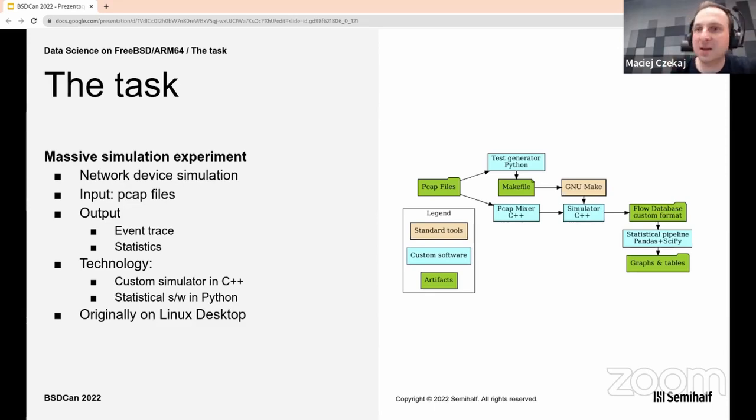On the right-hand side, you can see the breakdown of the system. We've got the test generator that is producing a makefile, and then we've got two C++ applications. One is the mixer, the second one is a simulator, and then there is the flow database. The flow database is read by a statistical pipeline with Pandas, SciPy, and many others, and then we produce graphs and tables and nice-looking pictures.